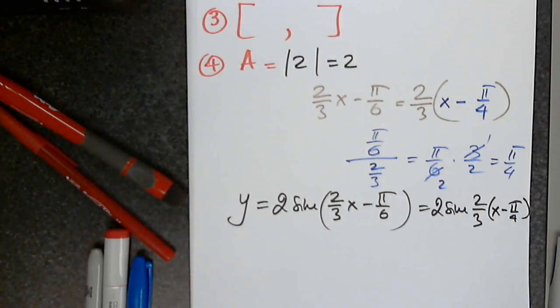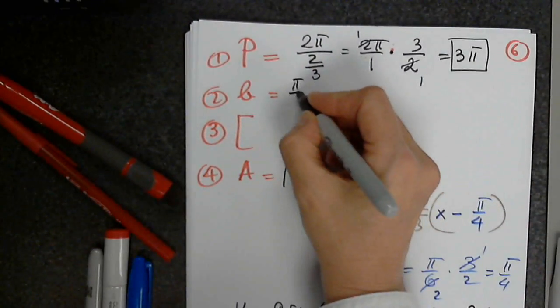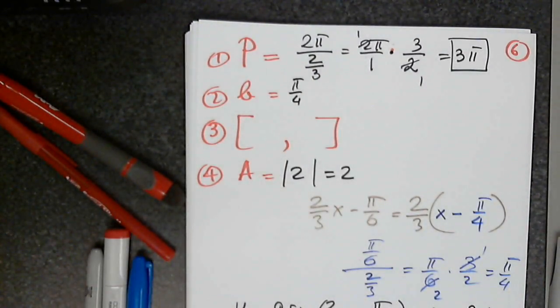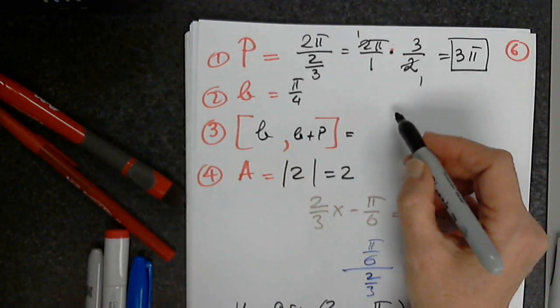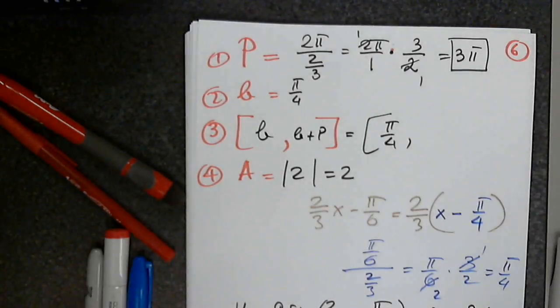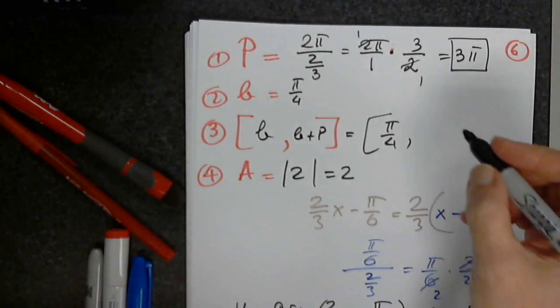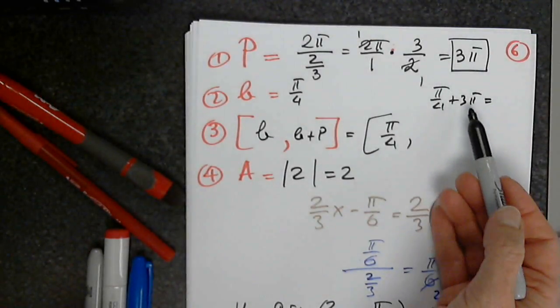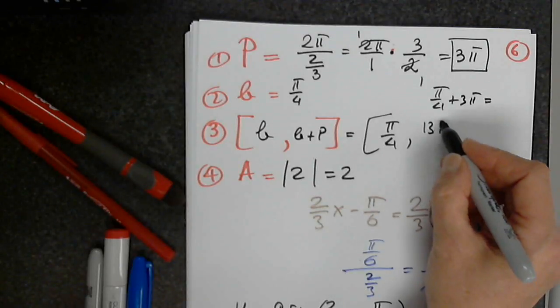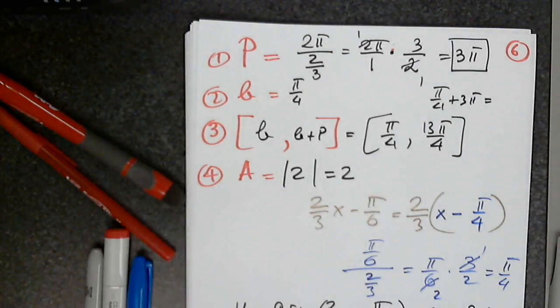Only now I can identify the phase shift. What is the phase shift? Yes. And it's positive, and the shift will be to the left or to the right. Correct. Exactly. And now I'm ready to identify the interval, which I know is b, and b plus the period. Pi over 4 indeed. Yes, I have to add 3 pi to pi over 4, so it's 12 plus 1, 13 pi over 4. Are we okay with this?